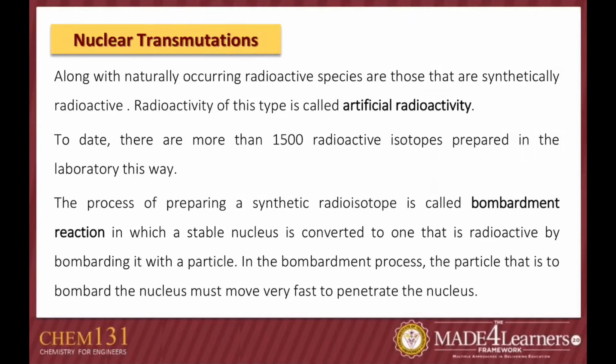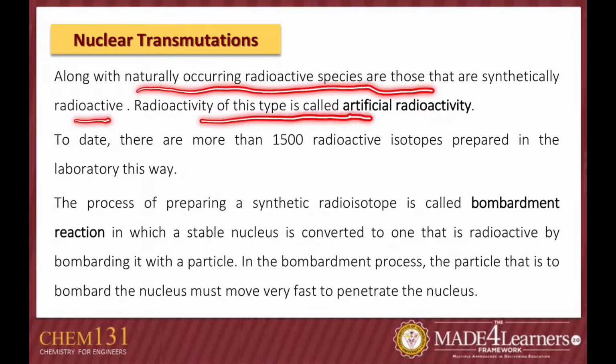So we discussed in the previous video how out of the thousands of nuclides existing at present, only about 250 are stable and the rest are unstable. So they're radioactive. And those radioactive nuclides are either existing naturally or prepared synthetically. So along with naturally occurring radioactive species are those that are synthetically radioactive. And radioactivity of this type is called artificial radioactivity.